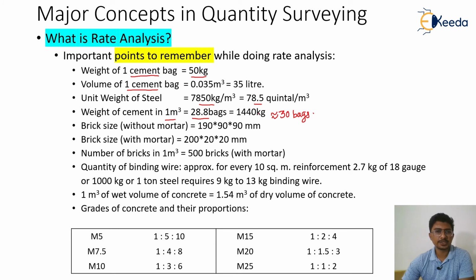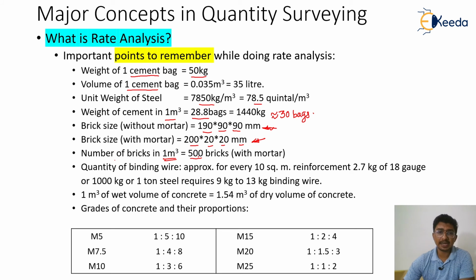That is 1440 kg. Then the brick size without mortar, we might get confused, it's 190 by 90 by 90 mm, and with mortar it is 200 by 100 by 100 mm. So the number of bricks in 1 meter cube will be 500. These are the brick sizes with mortar that we are going to use for 1 meter cube. That value comes out to be 500.